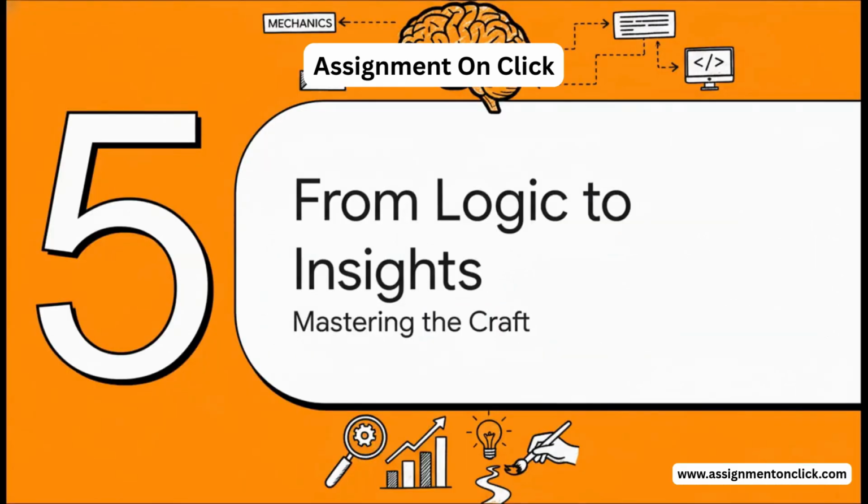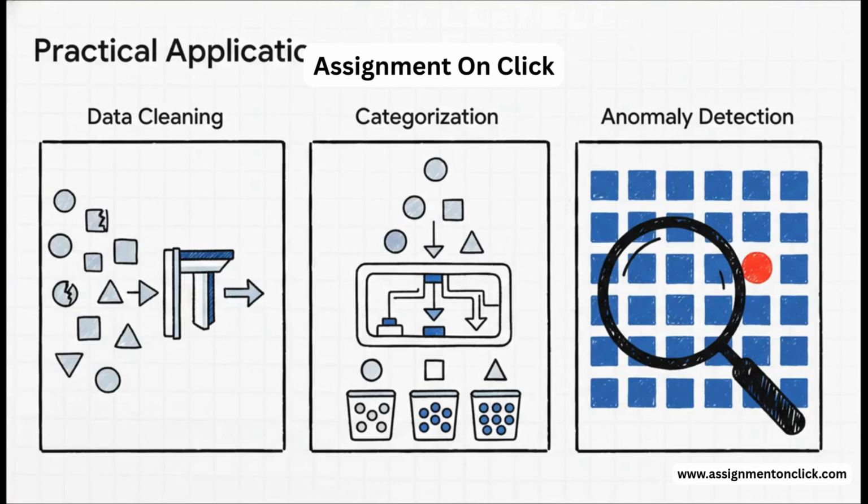Okay, so we've seen the nuts and bolts, we've seen the code, but let's take a step back for a second. This isn't just about learning syntax. It's about mastering the craft of turning simple logic into genuine, actionable insights. Once you really get this down, you can do so much more than just label sales. You can use this logic for data cleaning, finding records that are missing information or just look wrong. You can use it for categorization, exactly like we just did, and you can use it for something really cool called anomaly detection, setting up rules to find those weird outliers that don't fit the normal pattern.